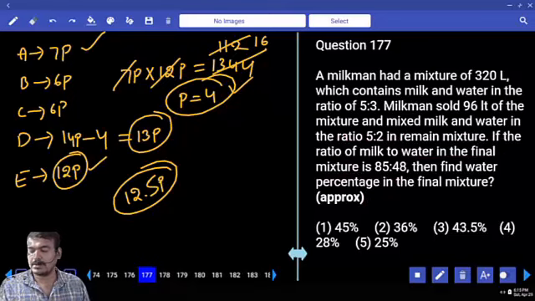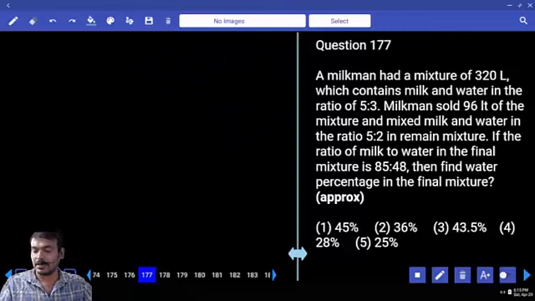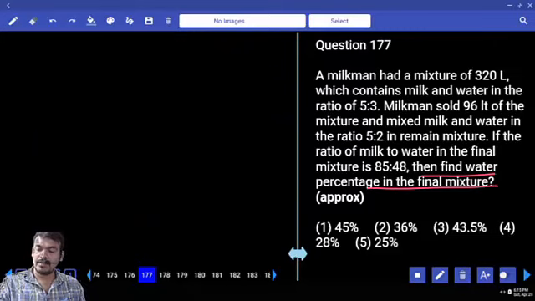Question 177. A milkman had a mixture of 320 liters which contains milk and water in the ratio of 5:3. The milkman sold 96 liters of the mixture and mixed milk and water in the ratio of 5:2 in the remaining mixture. If the ratio of milk to water in the final mixture is 85:48, find the water percentage in the final mixture. In the final mixture, milk and water are in which ratio? 85:48.